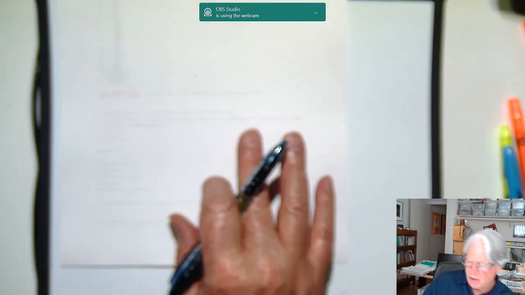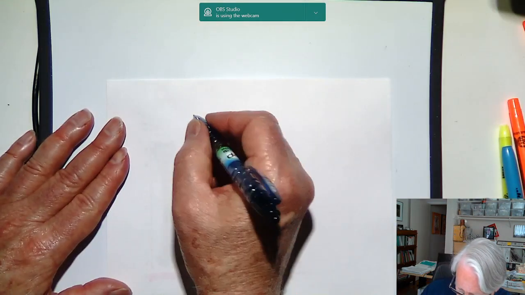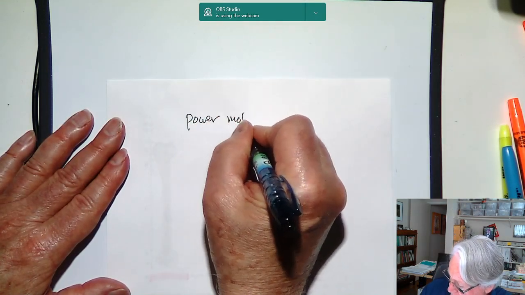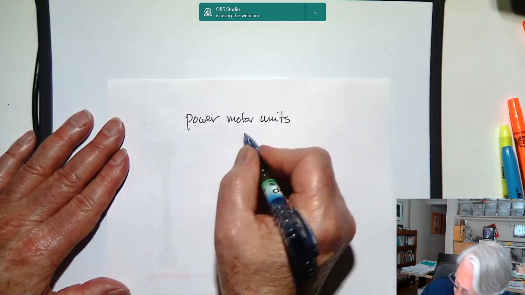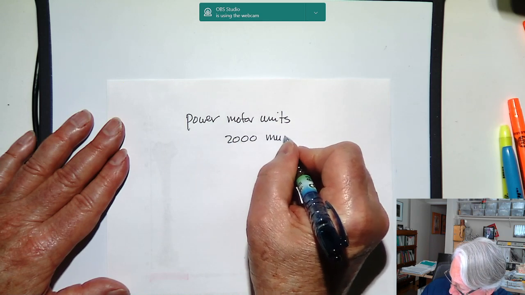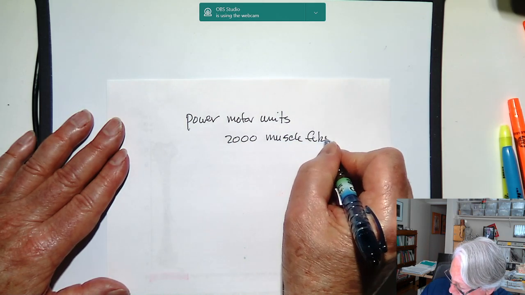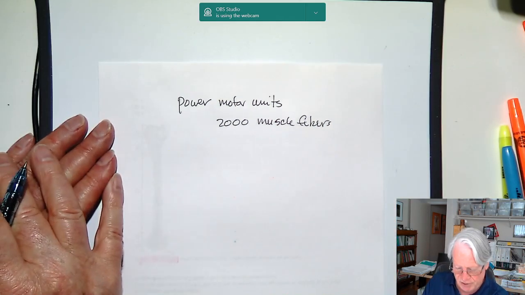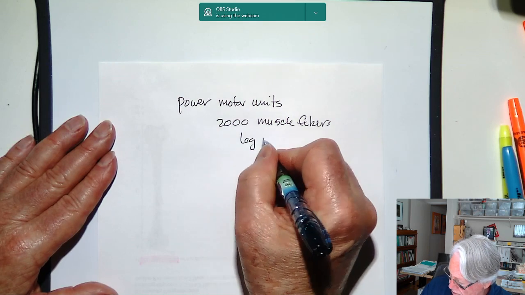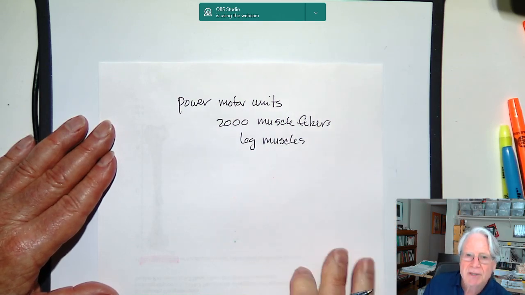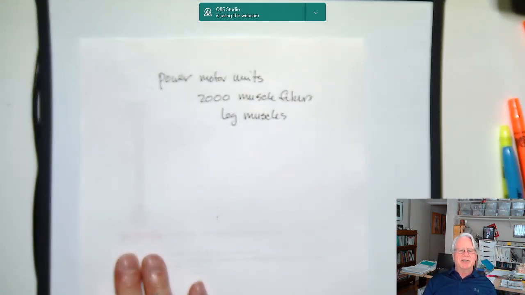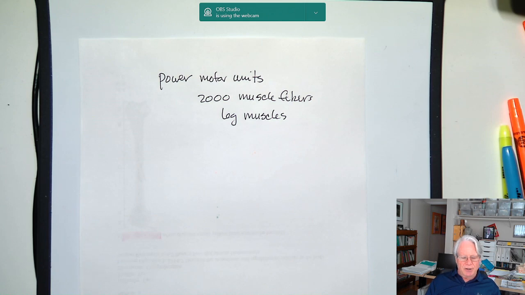What about if you want power? Let's go for power. Power motor units. Here we're going to get 2,000 muscle fibers in one motor unit. 2,000 or more. And this would be your leg muscles. So it's kind of obvious what's happening here. In the areas of your body where you're not doing brain surgery and you're looking for force and generating a lot of muscle force, you're going to have larger motor units. In areas of the body where you need finer control, you're going to have smaller motor units in the muscles. Okay?